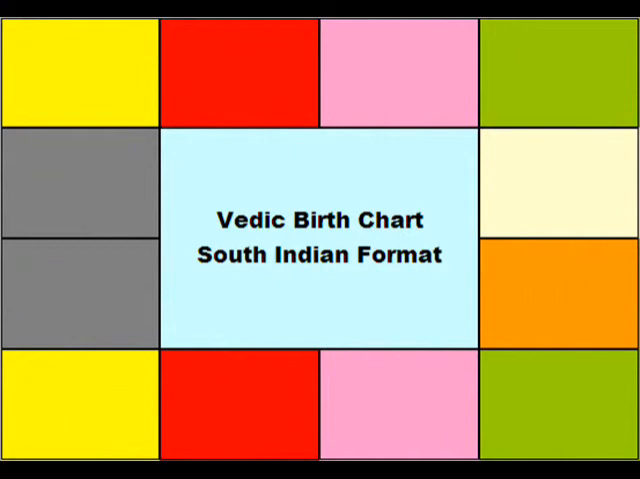This is how a Vedic birth chart will look like. This is the South Indian format of the birth chart. There are other formats, but I personally prefer this South Indian format. This chart, as you can see, is divided into 12 parts called the houses. Let's go through the zodiac signs which will be placed in the respective houses. I will also mention the Vedic names of the zodiac signs, which is good to know.